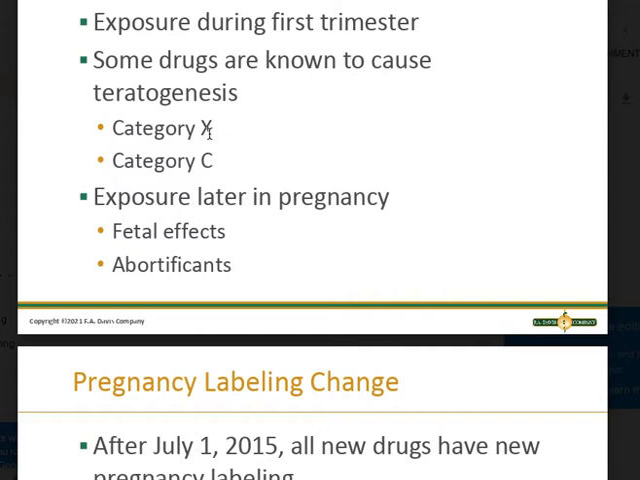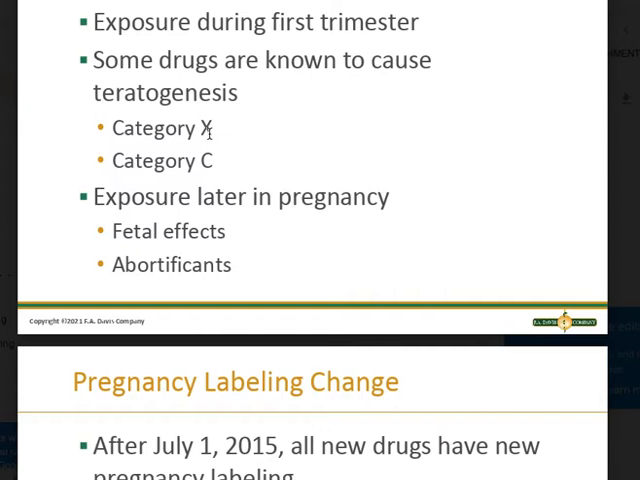You'll have A, which is okay to give, B, which is trials have shown that it should be okay, C is kind of where most drugs sit, and then D is you have to evaluate the risk versus the benefit of a medication. Now, most things are category C because we don't do trials on pregnant women. It's not ethical. So a lot of this is based off of case studies and what we've seen afterwards.